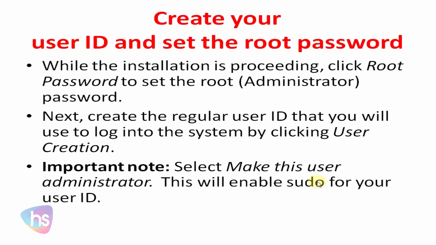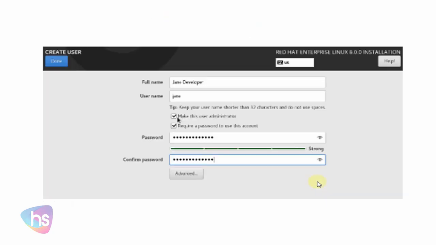Next, create the regular user ID that you will use to log into the system by clicking User Creation. The important note is to select make this user an administrator. This will enable sudo for your user ID. See, this is the window. You have to enter the full name, username and appropriate password, and confirm the password.